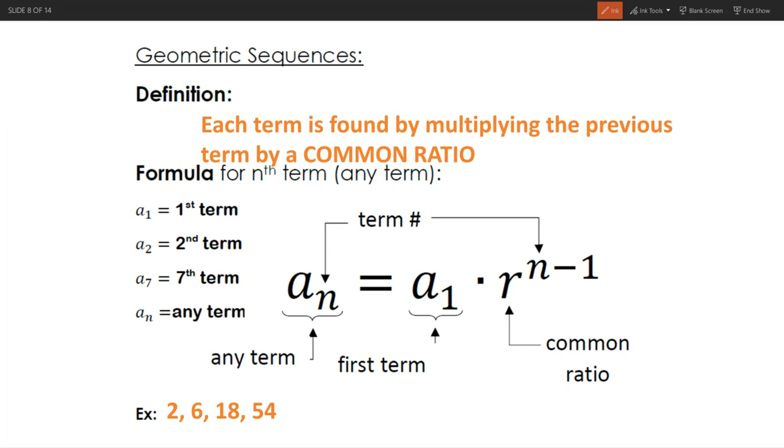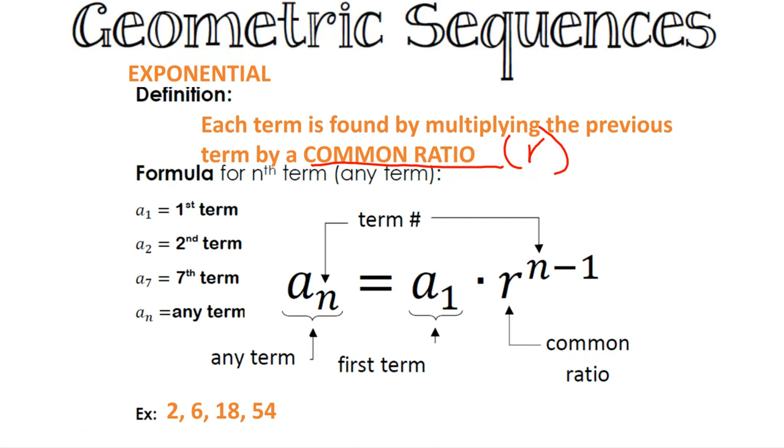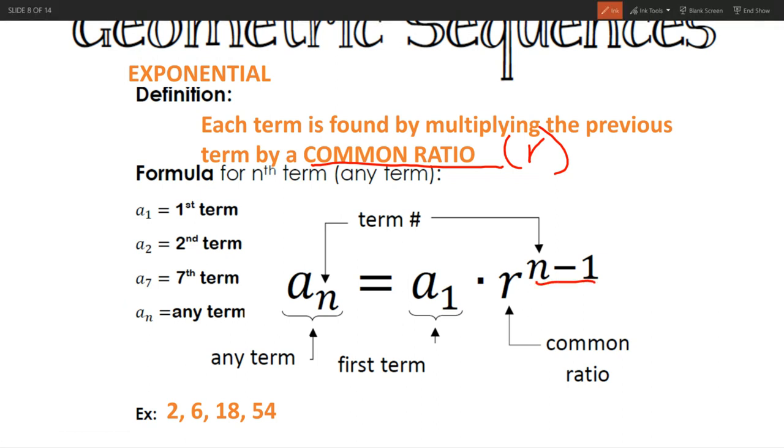Now it's going to be common ratio. So common ratio right here, you can use the letter R. And it has to be a lowercase r. Geometric sequences, they're essentially going to be exponential, what we just talked about in the last chapter. Because you're multiplying something and you're taking it to a power right here. So make sure you've got this.